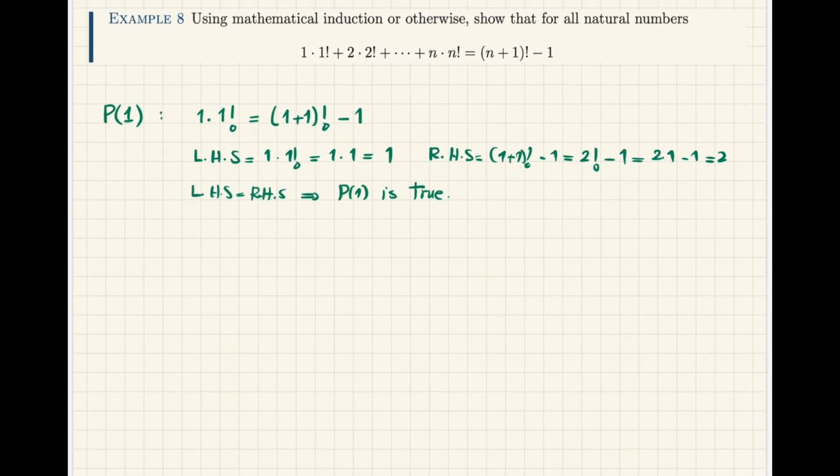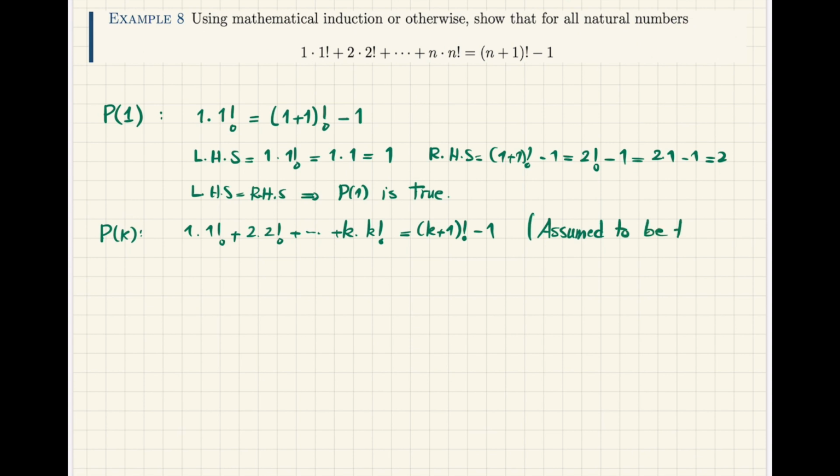Now we assume that this is true for k. So P of k. What is P of k? Do you remember? I replace n with k everywhere. It is assumed to be true. Now P of k plus 1, this is something we have to show is true based on this induction hypothesis. So now I have to replace k with k plus 1 everywhere.